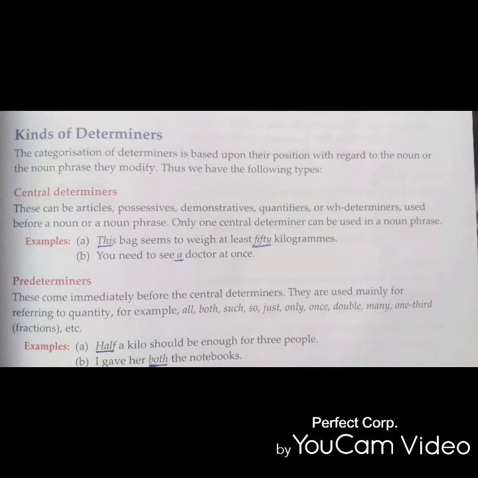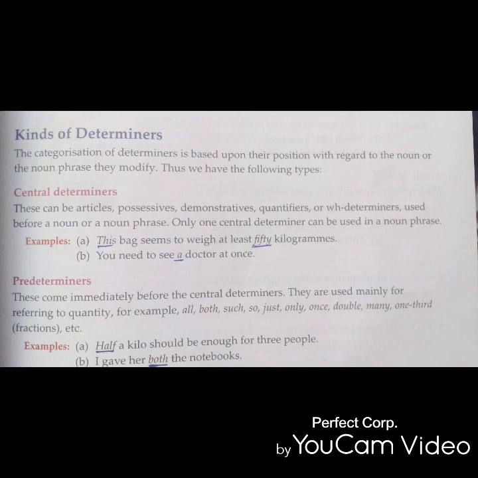As you can see in the example, this bag seems to weigh at least 50 kilograms. This and 50, these are underlined words, they are determiners. You need to see a doctor at once. A is an article, it is a determiner.